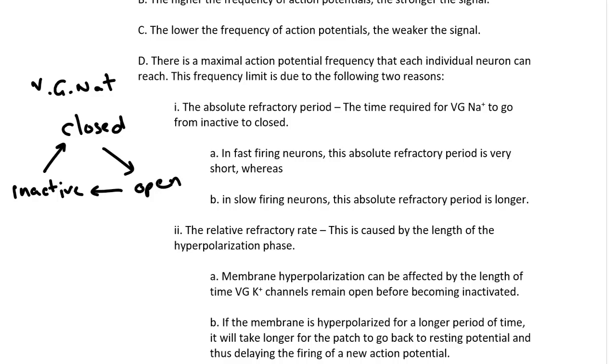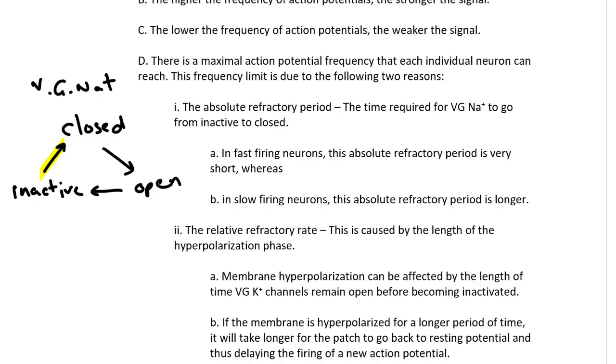What it's saying is that in some neurons, this transition from inactive to closed, when the membrane potential is back to resting potential, is very quick. Therefore, those voltage-gated sodium channels can go to the open state more quickly. Whereas in some neurons, this transition from inactive to closed is slower, meaning they stay in the inactive state longer when the membrane is repolarized back to resting potential. And this is the absolute refractory period.